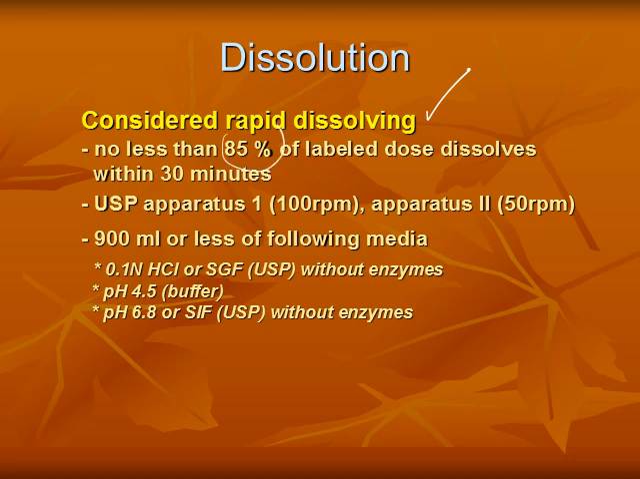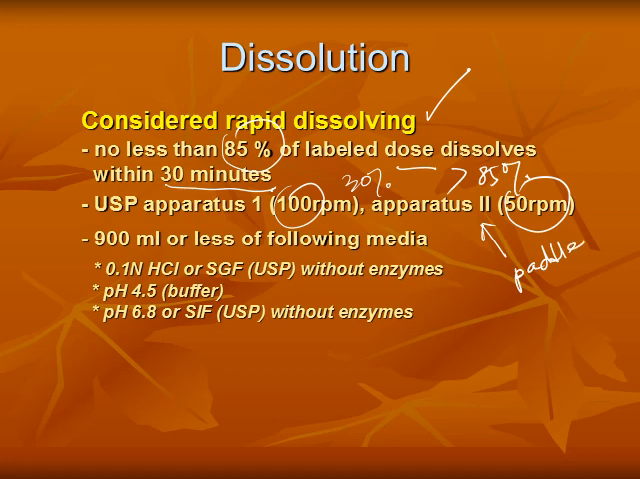Okay, so how can a drug be considered to have rapid dissolving behavior? When not less than 80% of the labeled dose dissolves within 30 minutes. Meaning within 30 minutes you need more than 85% of drug release, and they must use 100 rpm with apparatus 1, or 50 rpm with apparatus 2. Apparatus 2 is the paddle and apparatus 1 is the basket.